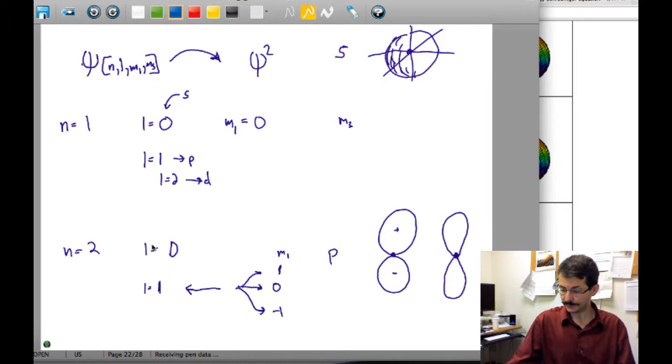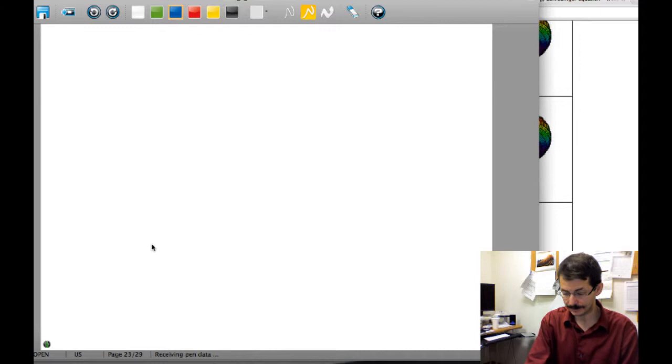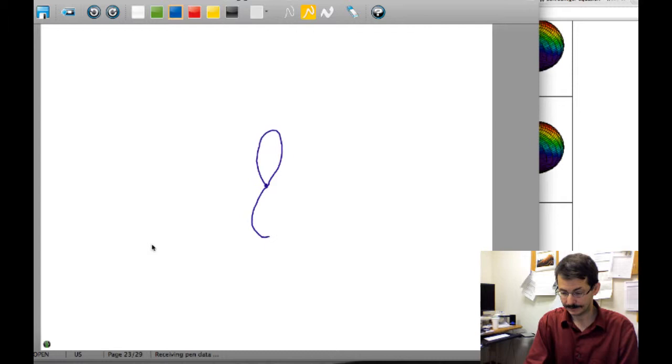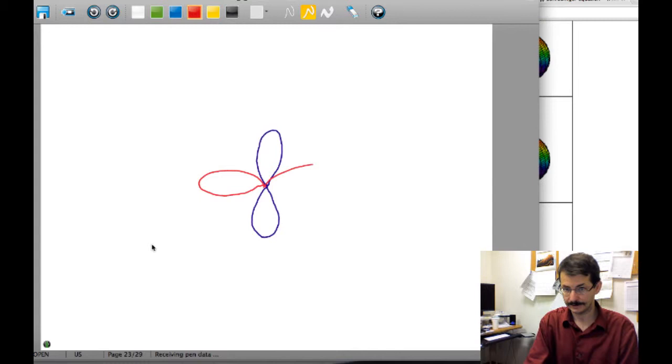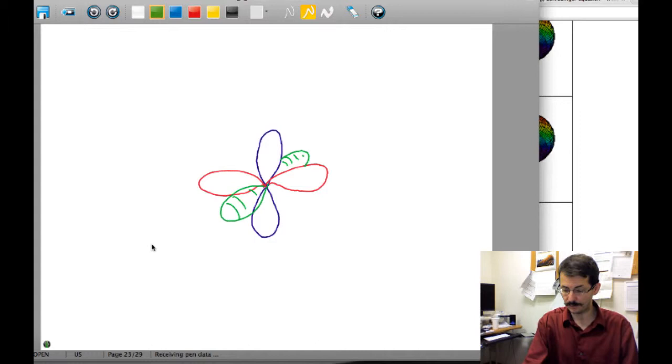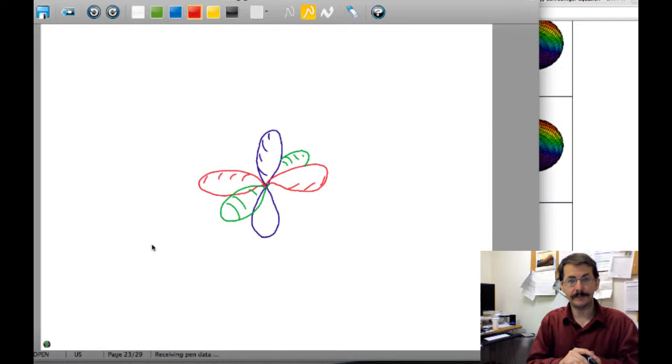And so if we pile all three of these on top of the same atom, we would have one aligned with the x-axis, one aligned with the y-axis, and one aligned with the z-axis. Each of these represents a change in phase, and so these three orbitals overlap on top of one another.